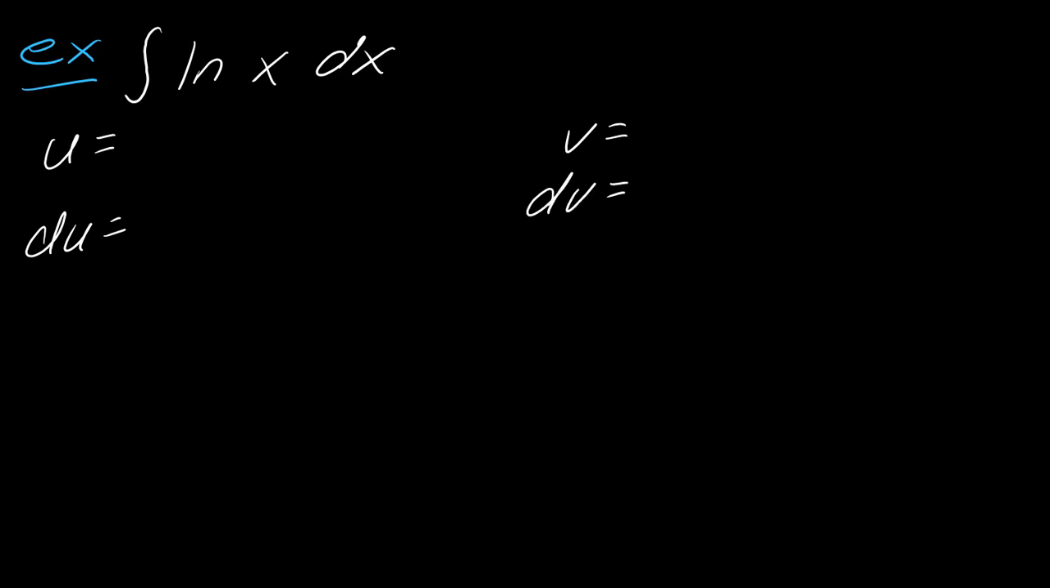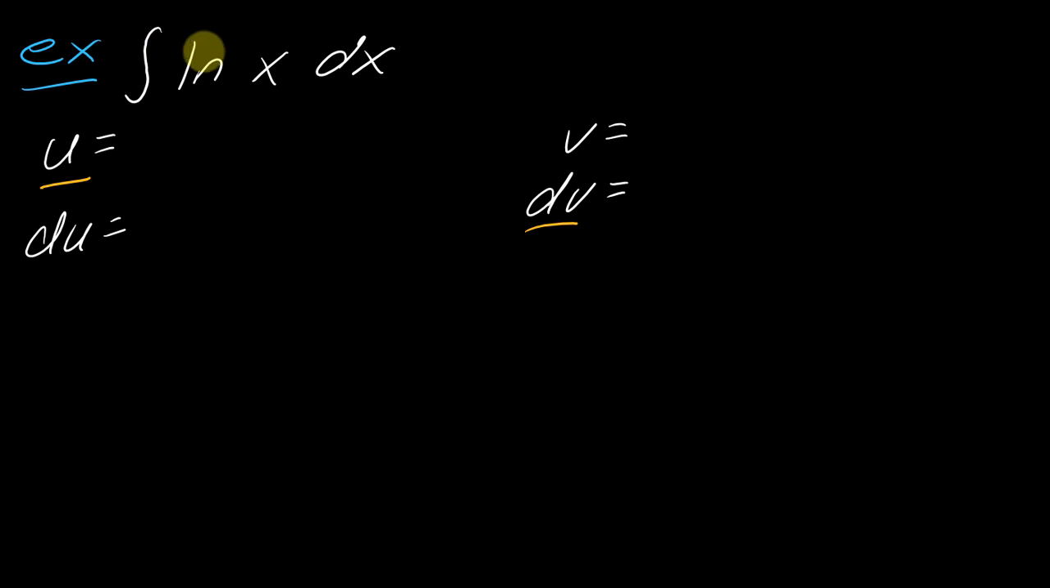Okay, so I need to select a u and a dv to do this. Now, in this problem, there's actually not a lot of choices here, because I've really just got this one function and then this dx. So this natural log, I wouldn't choose it as my dv. So remember, maybe I'll just highlight this and this. These are the two things that you have to pick, okay?